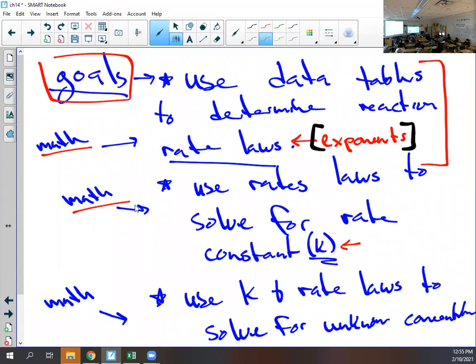So here's our goals. We're going to use data tables to determine the reaction rate law. And this is where we're going to find the exponents. Then we're going to use the rate law that we just found out to solve for k. Then once we have k, we will use it and the rate law to solve for unknown concentrations or rate, depending on whatever I feel like.